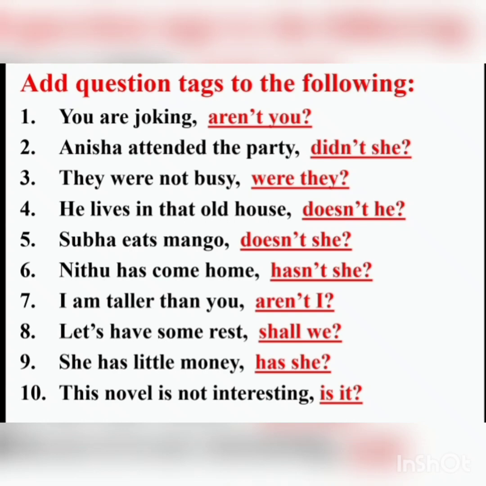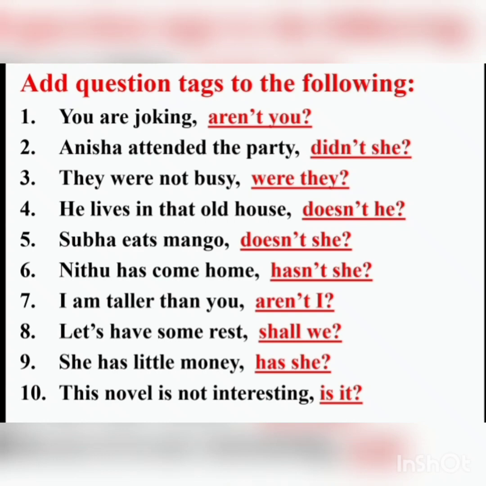He lives in that old house. Here lives is a simple present verb, so it will take does as an auxiliary. Since it is positive, you have to add not. Negative tag, doesn't he? Subha eats mango. The pronoun of Subha is she. Since it is positive, it takes a negative tag, doesn't she? Nitu has come home, hasn't she?